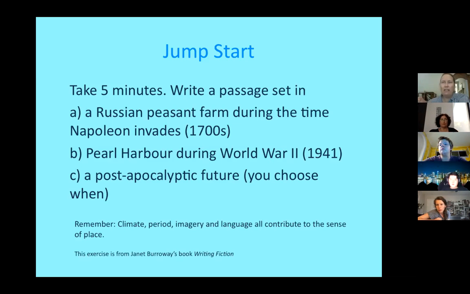But if you neglect to do that, if you forget to put those details in, your reader's sort of sitting there going, what? Where am I? What's going on? I don't understand. And it's not a ton of information. It's just a little information that lets you know, here's where this story is happening.